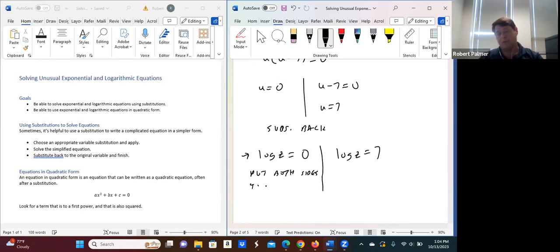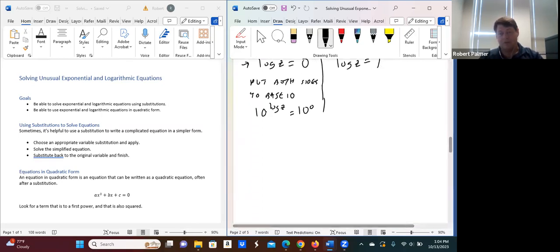Put both sides to base 10. So we have 10 to the log z is equal to 10 to the 0. And then, of course, we solve that. Base 10 and log base 10 cancel each other out. So we have z, and of course, 10 to 0 is 1. That's one solution.